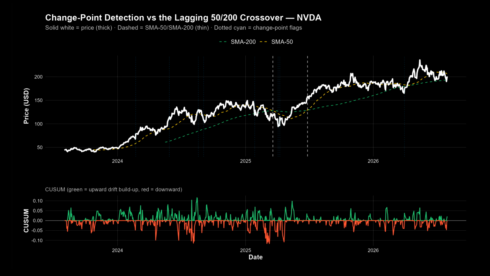Here's the direct, honest comparison on one real chart. NVIDIA, with price in white, the 50-day and 200-day SMAs as the yellow and green dashed lines, and every change point flag marked as a thin cyan dotted line.